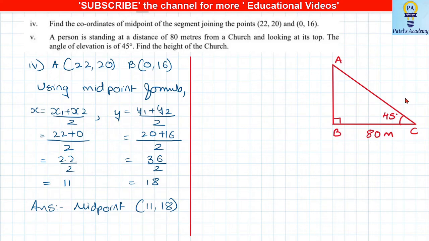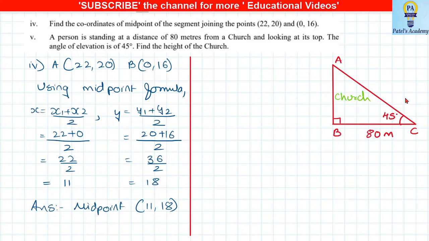Now see the next sum. It is based on application of trigonometry. A person is standing at a distance of 80 meters from a church. I have already done the figure. Here you see the figure, AB is nothing but the church. The distance between the church and the person is 80 meters, and the angle of elevation is 45 degrees. The question is you have to find out the height of the church.